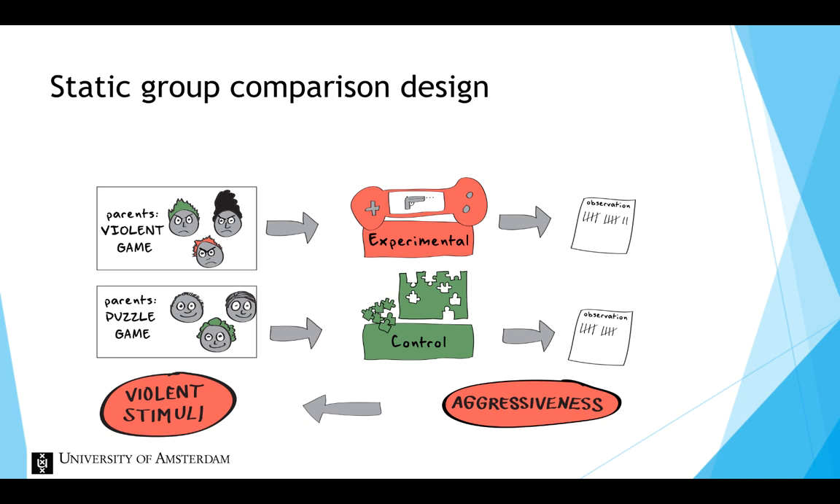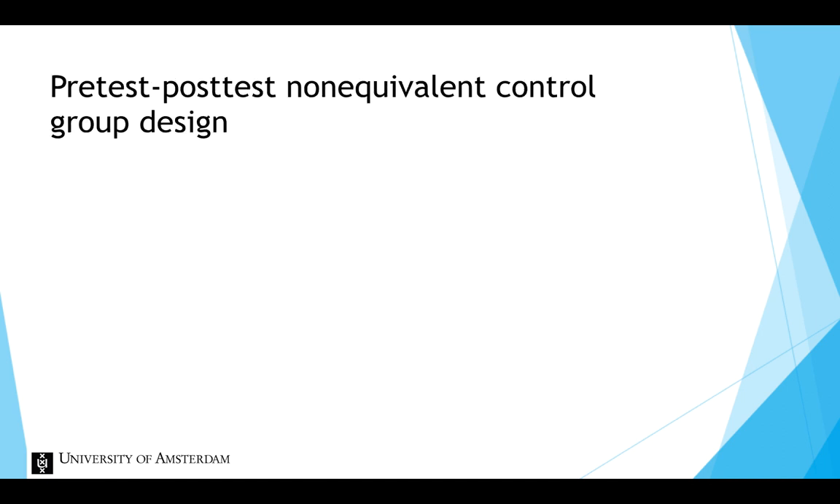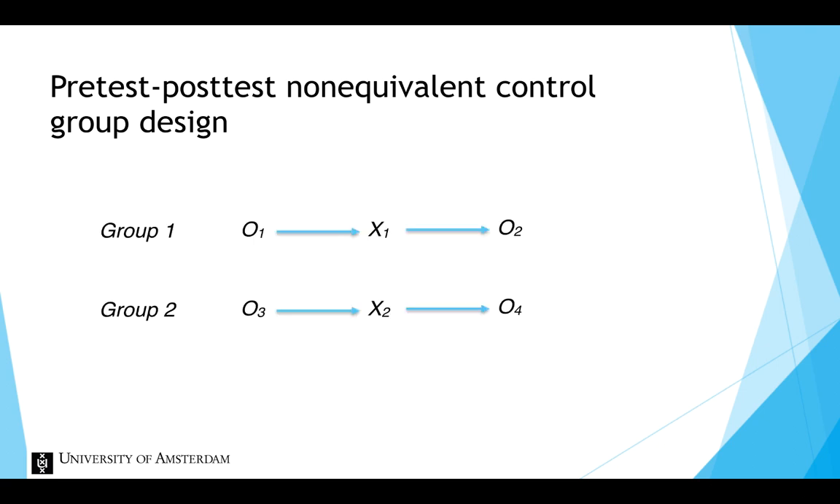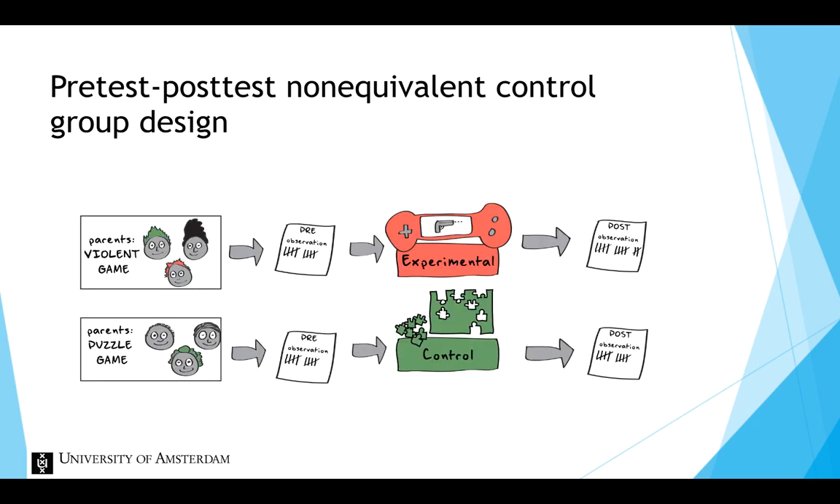This problem could be fixed by extending the design to a pretest-posttest non-equivalent control group design, by simply adding a pretest. With this design, we are able to determine whether there were any pre-existing differences on the dependent variable. If we can show that such differences don't exist, we have firmly disambiguated the causal order. The designs discussed so far are those in which the independent variable varies between participants, so comparisons between treatments and control conditions can be made.